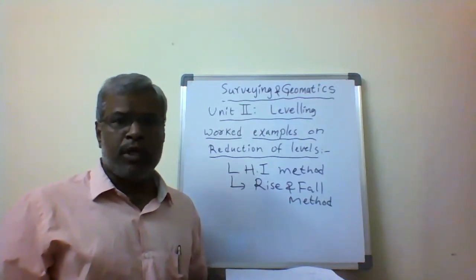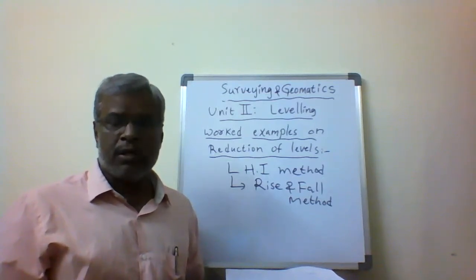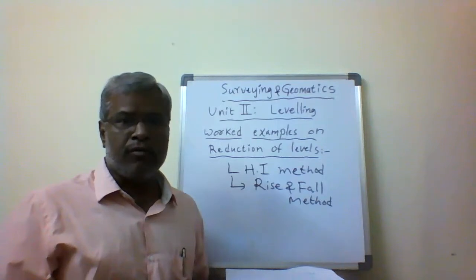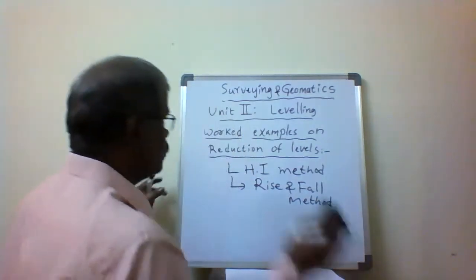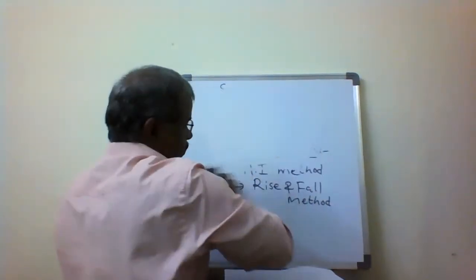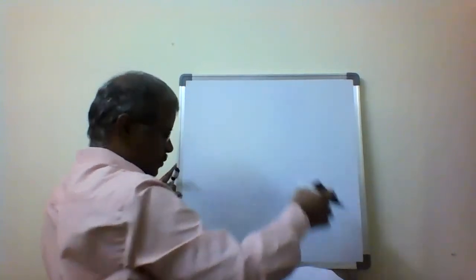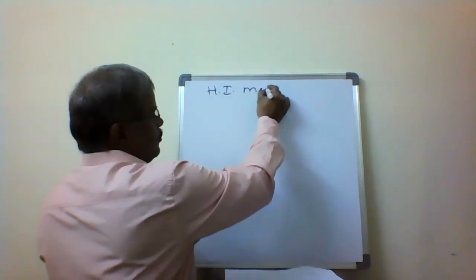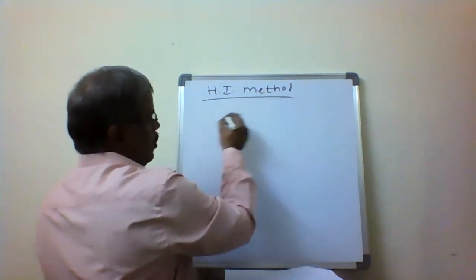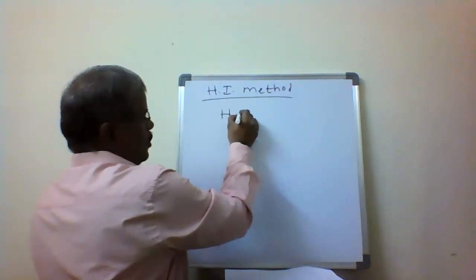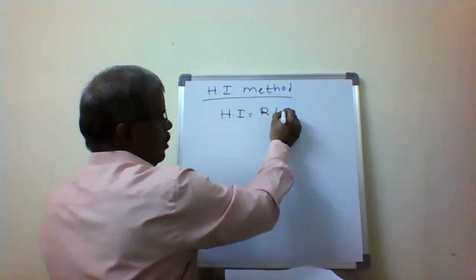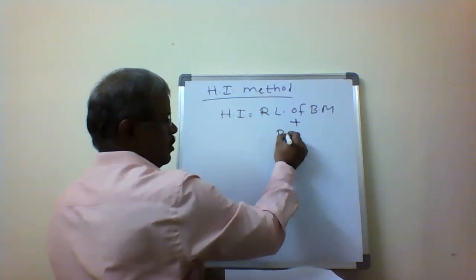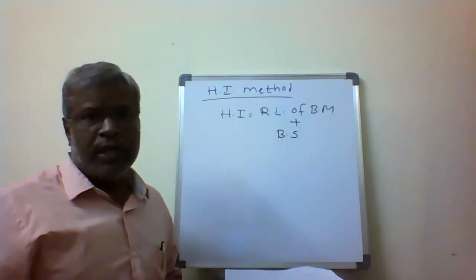Starting from the known elevation, which is called the benchmark, we add the backside reading, which is the first reading, and we get the height of the instrument. So how do we find the height of the instrument? Height of instrument equals RL of benchmark plus backside reading, which gives us the height of the instrument.